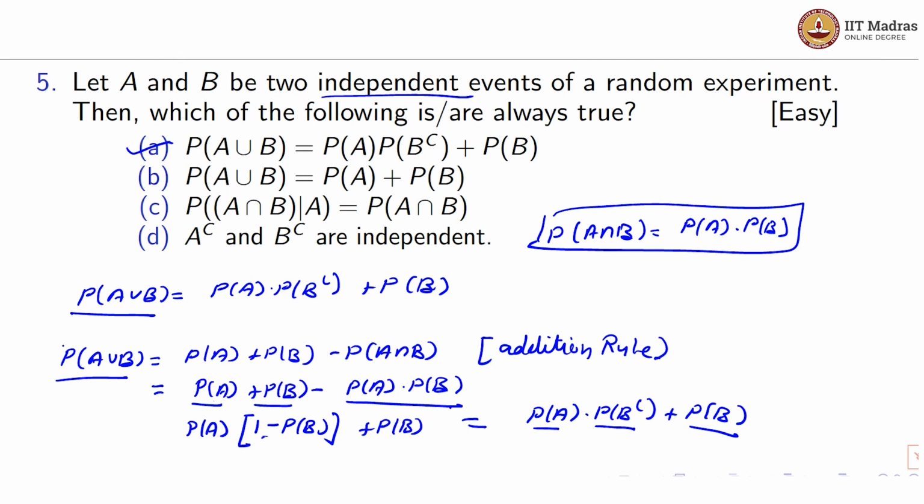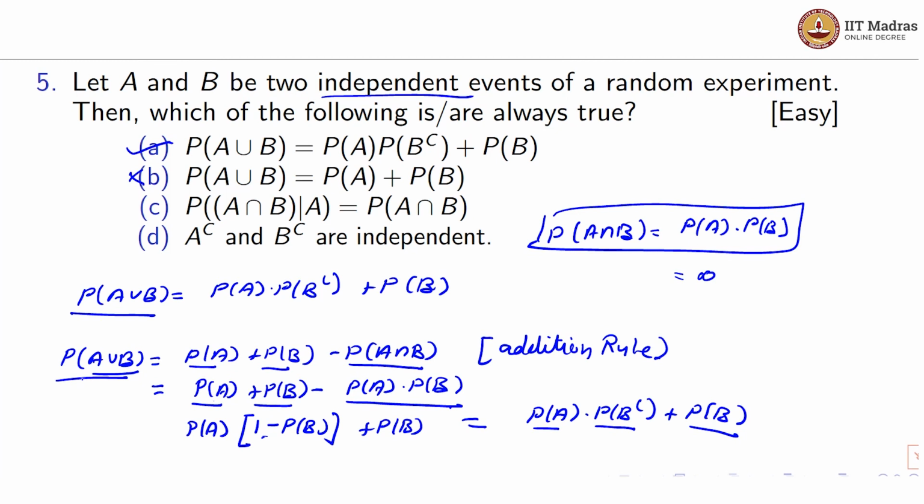Option B, P of A union B is equal to P of A plus P of B. But we have already seen that P of A union B is equal to P of A plus P of B minus P of A intersection B. And this will be true only when P of A intersection B is equal to 0. This is not true because P of A intersection B is equal to P of A into P of B. So it will be true only if one of these is 0, which is not given to us. So it need not be true all the time. So P of A union B equal to P of A plus P of B need not be true. Option B is wrong.